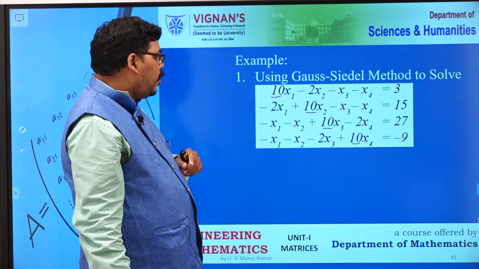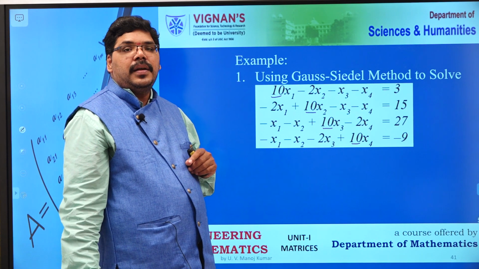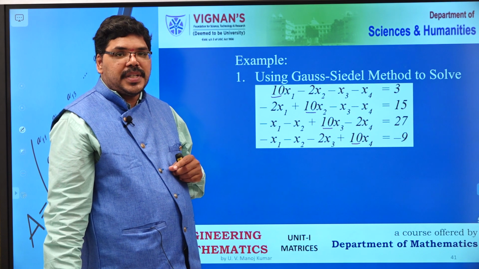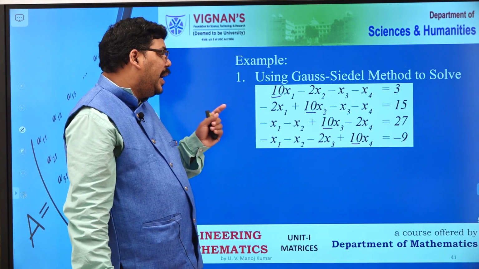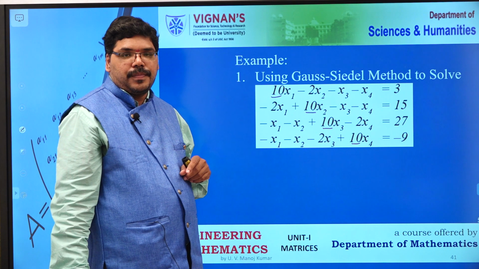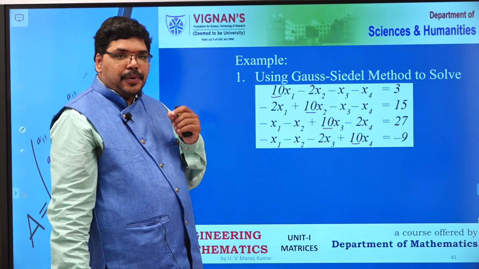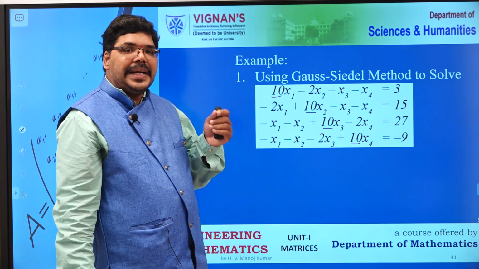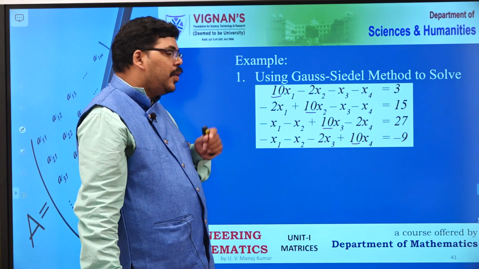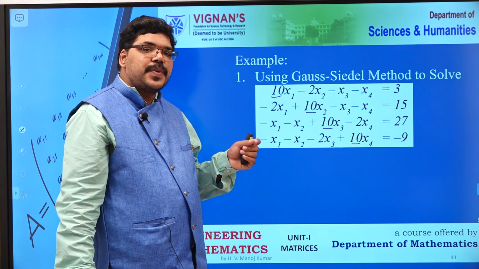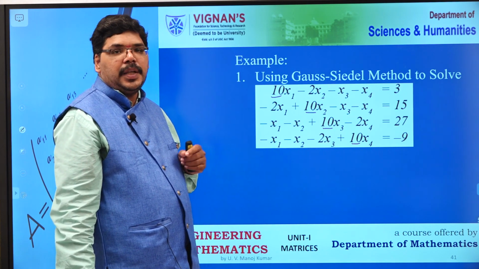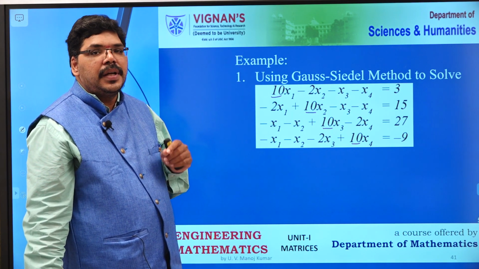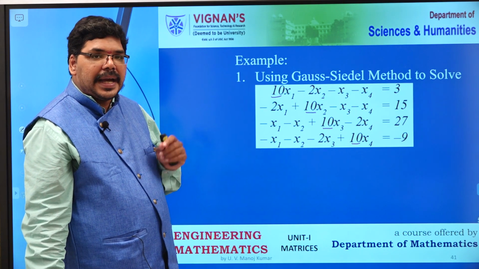Okay. Now how many equations are given? We are given 4 equations in 4 unknowns. What are the unknowns here? The unknowns are x1, x2, x3, x4. So we have to write 4 expressions. From the first equation, you write the expression for x1. From the second equation, you write the expression for x2. From the third equation, you write the expression for x3. Similarly, from the fourth equation, you write the expression for x4.